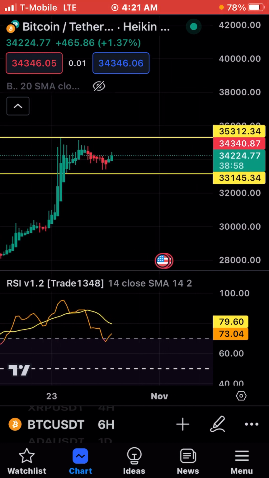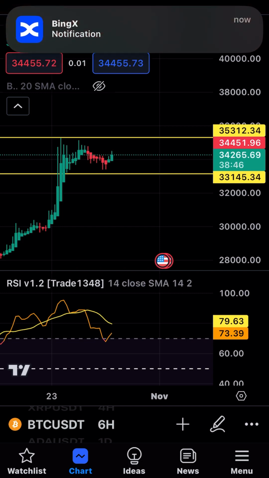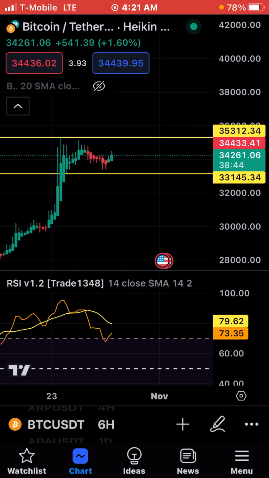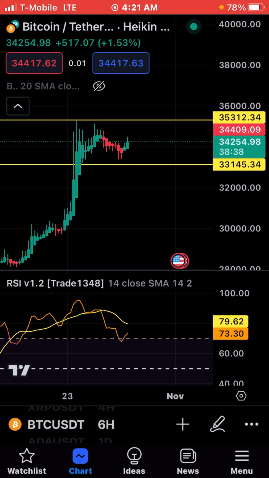What do you do during a consolidation period? You just wait. You do not trade during a consolidation period. Now, there are ways of trading during a consolidation. I'll cover that tomorrow if you want to do that. But right now we've got our consolidation zone.